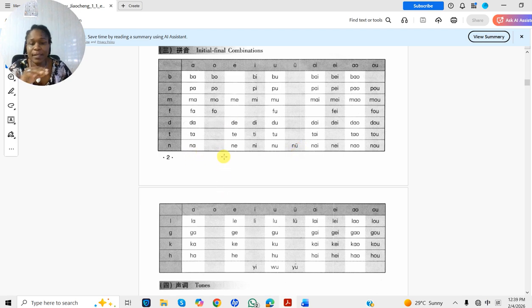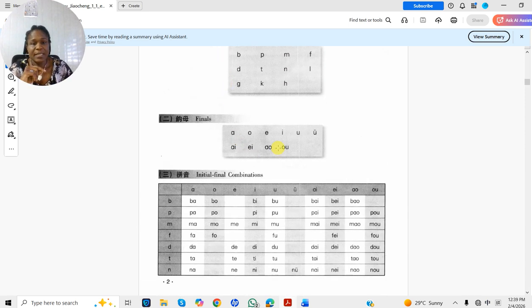So when I was explaining to you earlier, I was trying to say, as you can see, there are some initial and final combinations that you cannot put together. There's no such word formation in Chinese. If you put them together, it doesn't exist. So this is also something you need to learn, to know which initial and final combinations exist in the Chinese language that can give you a character that means something.